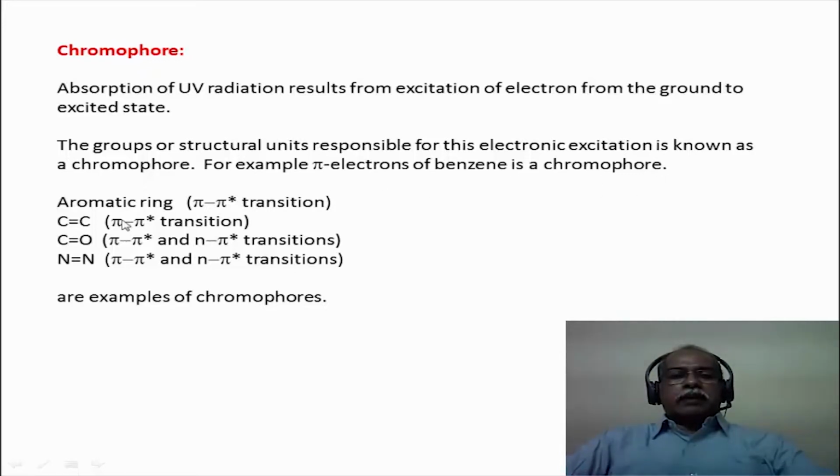So the aromatic ring has a pi to pi star transition. We will see details of this a little later. C double bond C, C double bond O, N double bond N, and so on, they all have certain electronic transitions, so they are called the chromophores of that particular molecule.